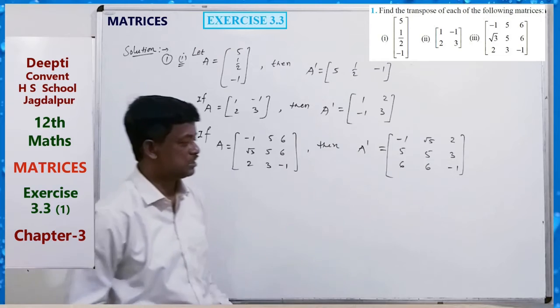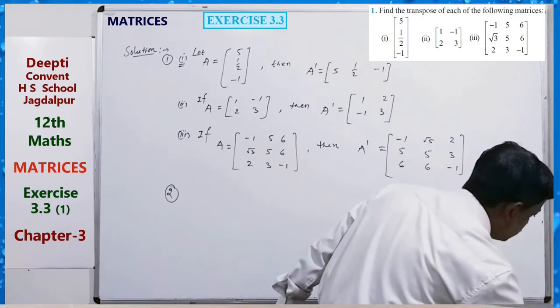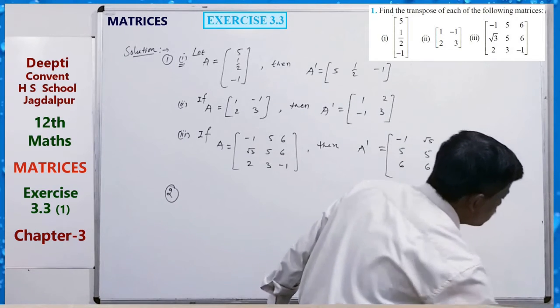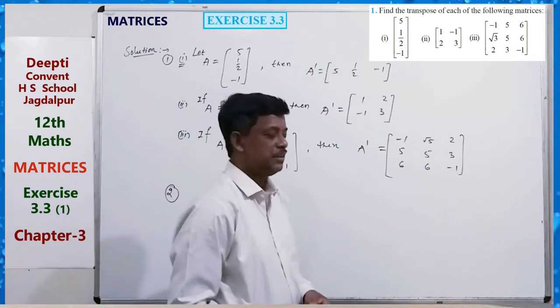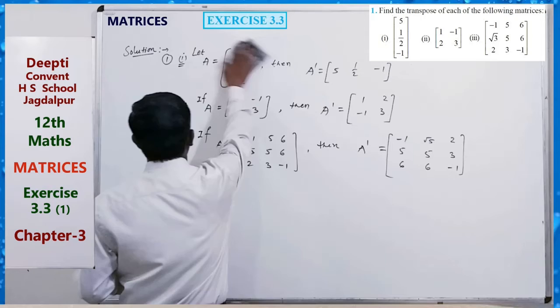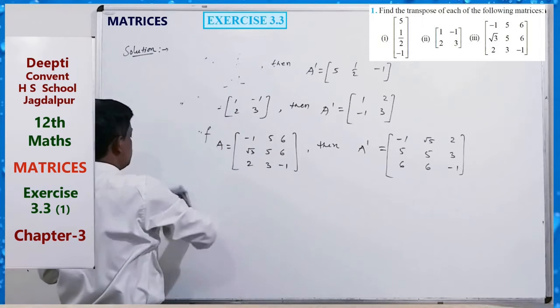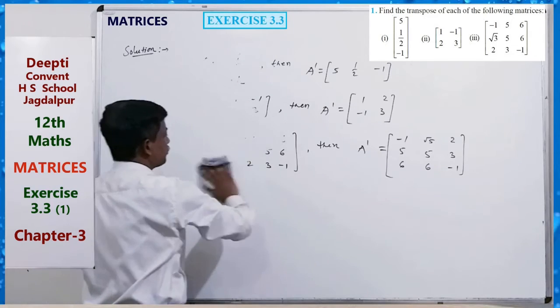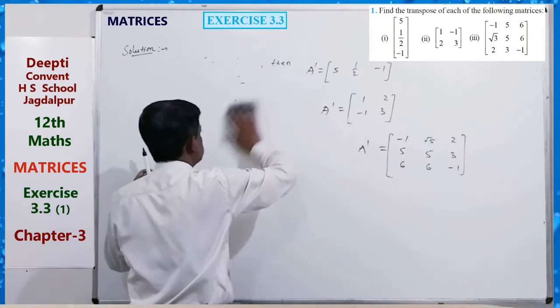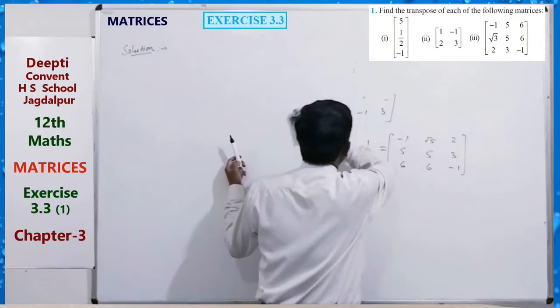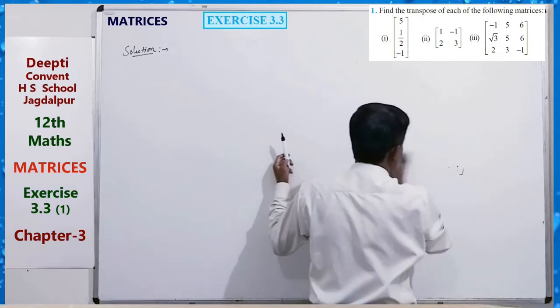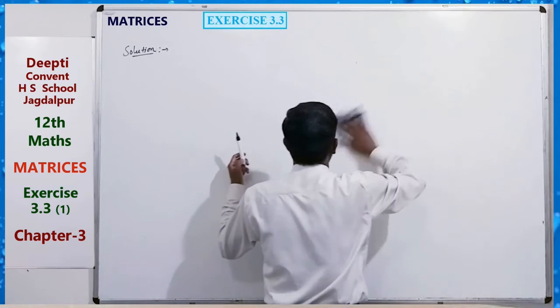Question second. Just you can see question second. In the question second, what is given? If A equal to this, B equal to this, then verify. For verifying, it is a very simple process. You just have to find all the transposed matrices, and with the original matrices find the left hand side and right hand side. You can see both are the same.